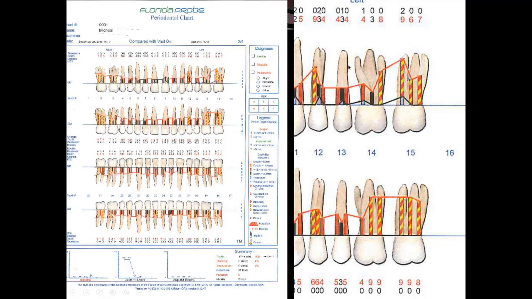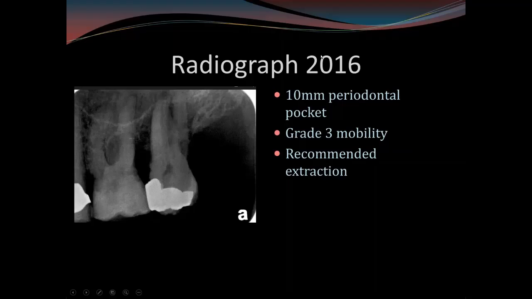Why didn't it work? Because scaling, root planing, debridement, those are acute modalities if you do not control the cause of disease first. So, what we're going to recommend, and this is the area up around tooth number 15, you can see the bone loss almost to the apex of the mesial buccal root, and this had about a grade 3 mobility in 10 plus millimeter pocket.